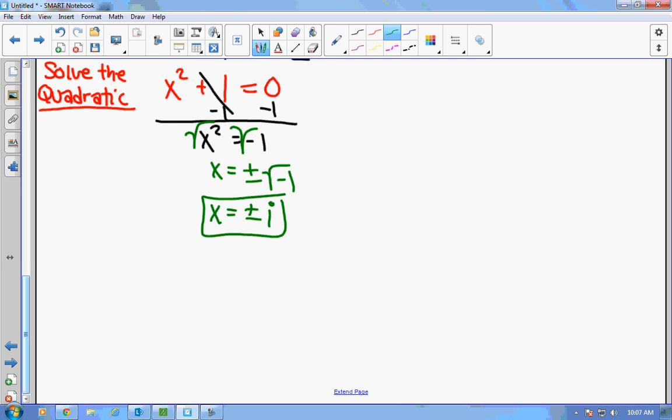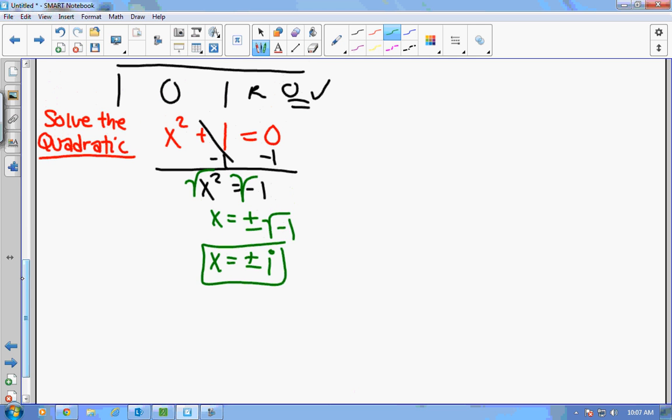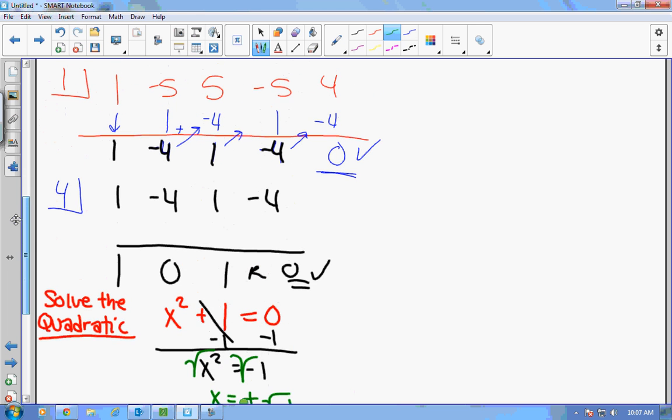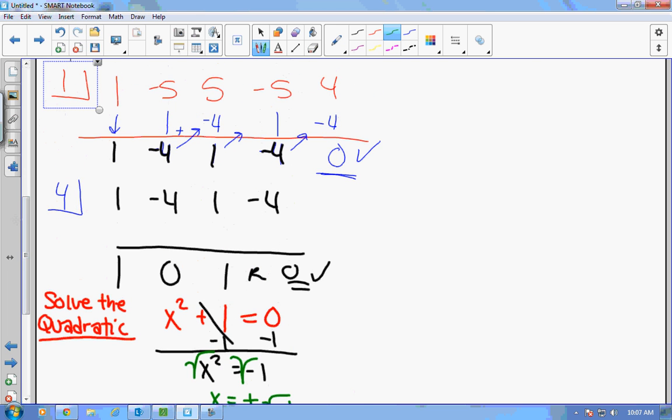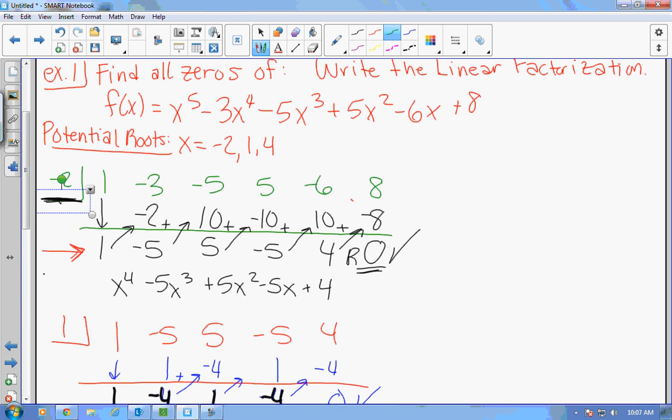So we found 1, 2. Here's 2 roots. 3, 4, 5 roots. Remember the fundamental theorem of algebra? Any polynomial with degree n has to have n roots. This is degree 5, and we found 5 roots, right? So it should be even.